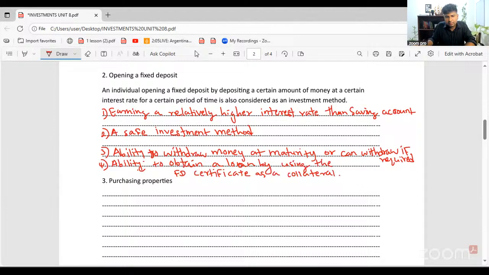Right, collateral. For collateral, we can give a name called Appa. If you want to get a loan, you have to keep something as a collateral, as a security. Did you understand? All right. Now write down these 4.